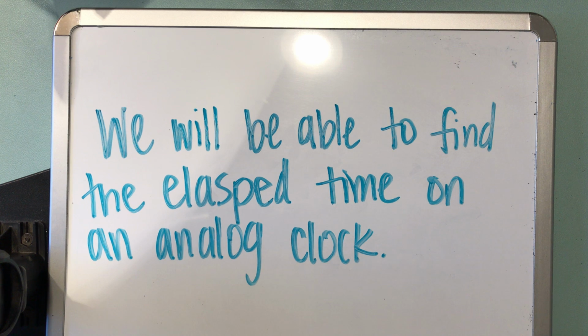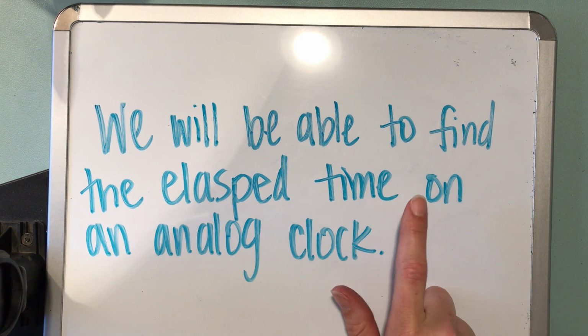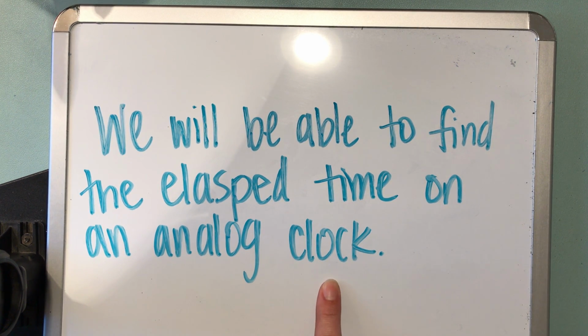Our new objective today is elapsed time. So we're going to be focusing on what time is it if some time has passed, or what time will it be? So you'll be given two questions. What time will it be, like in 5 minutes? Or what time was it 5 minutes ago? Okay, so there's two different questions that we'll be focusing on today. Here is our objective. We will be able to find the elapsed time, so time that has gone by, on an analog clock. Okay, so remember, elapsed means time that has gone by.